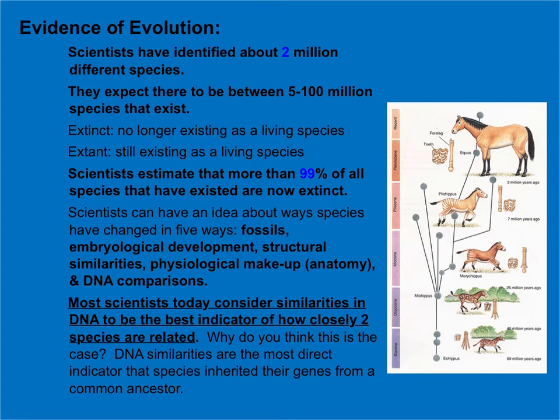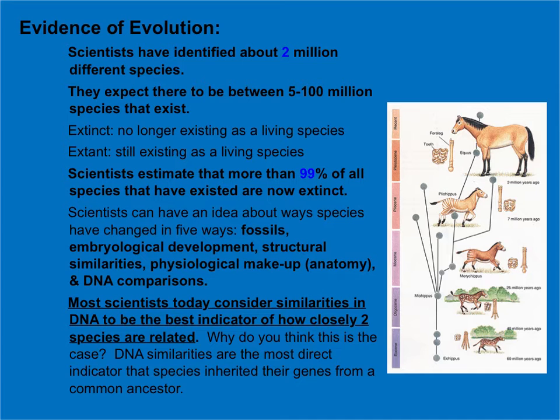Scientists have identified about 2 million different species. They've named about 2 million different species, and this number is constantly changing because they're constantly naming more. They believe between 5 and 100 million species have existed or currently exist. Extinct means they no longer are living species. Extant means a still existing, still living, non-extinct species. Scientists believe more than 99% of all species that have ever existed are now extinct.